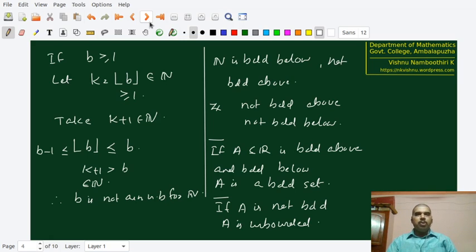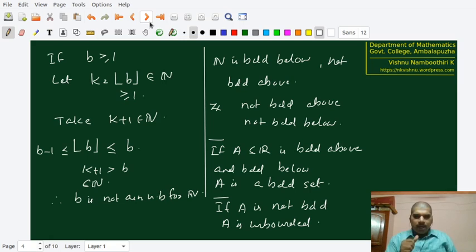A set is bounded below provided that there exists at least one real number such that that real number lies below every element in A. That means L can make A bounded below if L is less than or equal to x for any x in A. In that case, we say that A is a bounded below set. If A is bounded below and bounded above, we say that A is a bounded set. If A is either not bounded above or not bounded below, we say that A is an unbounded set.